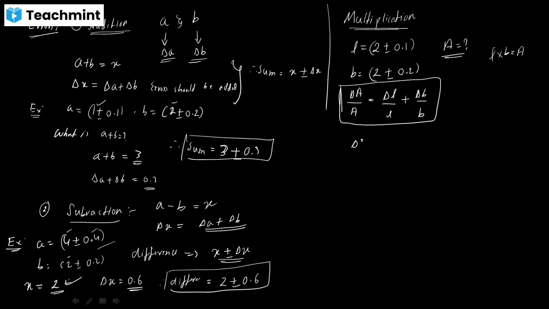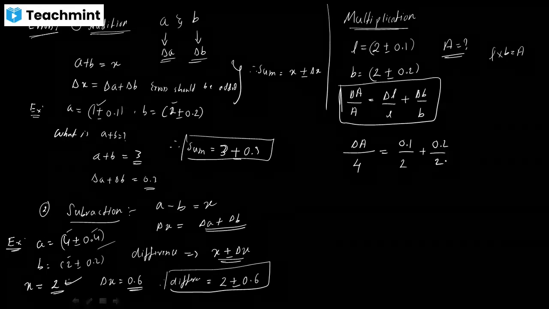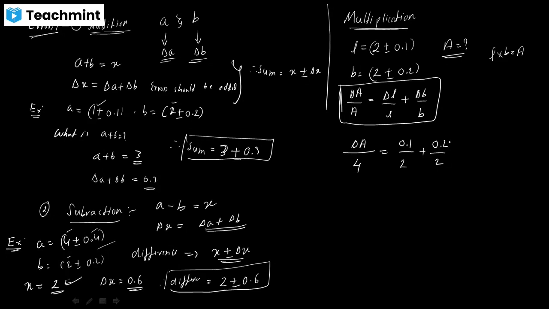Delta A we don't know, let us keep it as it is. Area is what? 2 into 2. How much, students? Length into breadth. 4, correct? Is equal to, what is delta L? 0.1. What is L? 2. Plus, what is delta B? 0.2 divided by what is B? 2. Are you understanding?